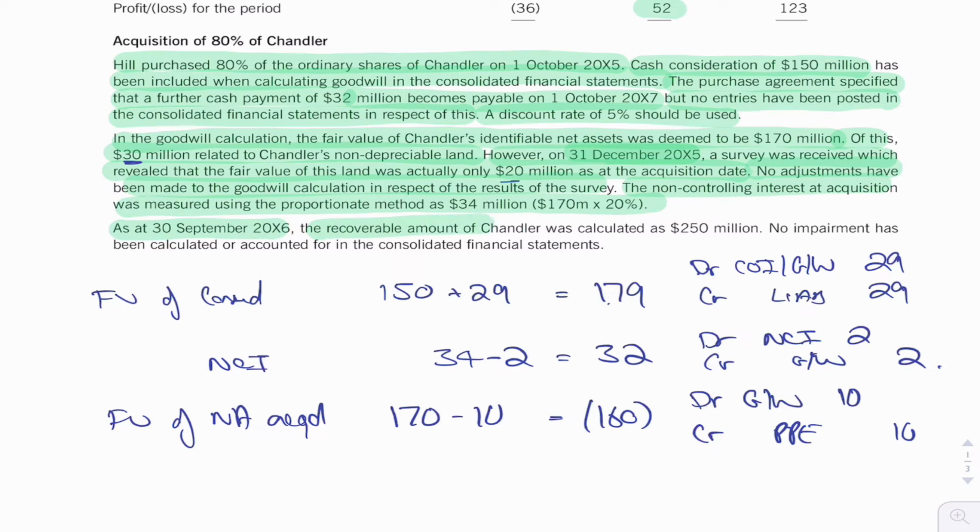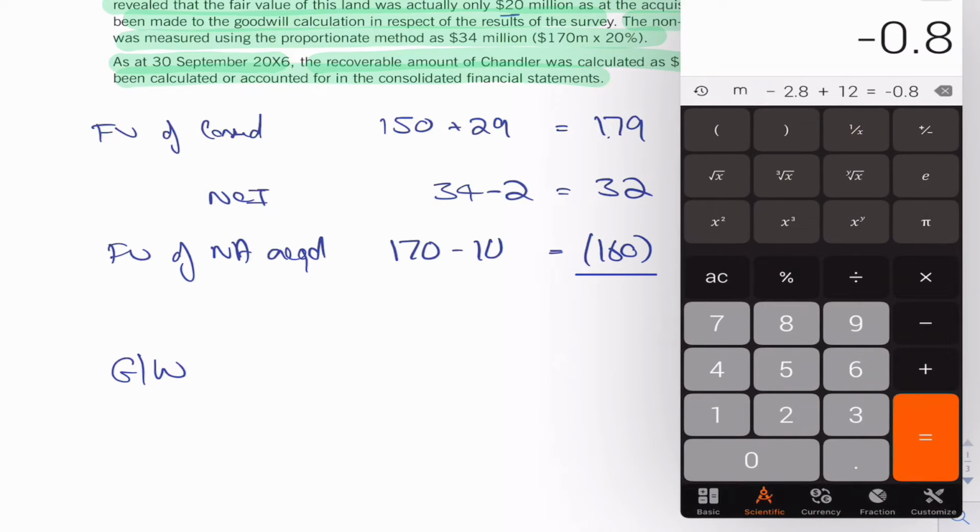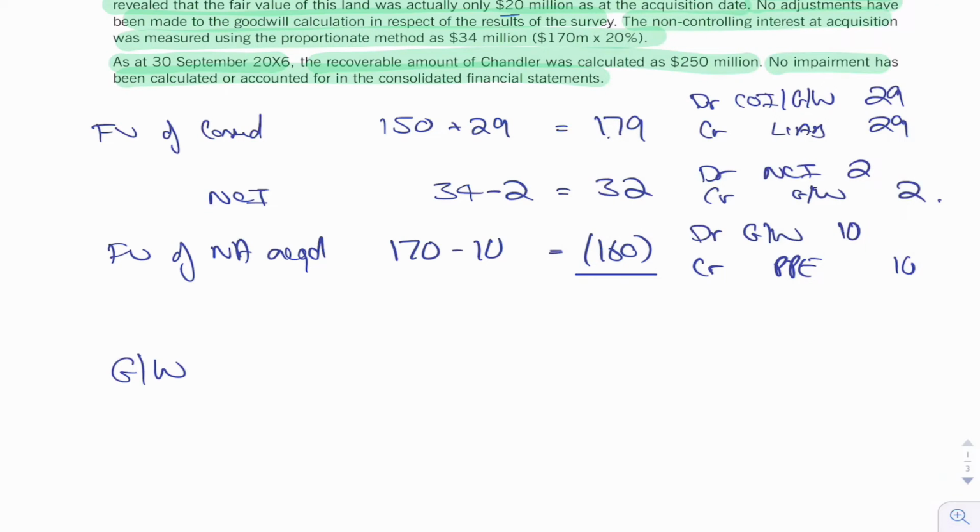At the year end, the recoverable amount of Chandler was 250 million. No impairment has been calculated. So you always need to check for impairment. So you say, right, goodwill, I've just calculated it to be, I don't know what I've calculated it to be actually, so let's have a look. 179 plus 32 minus 160, calculated goodwill to be 51.